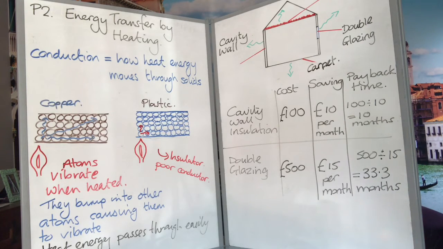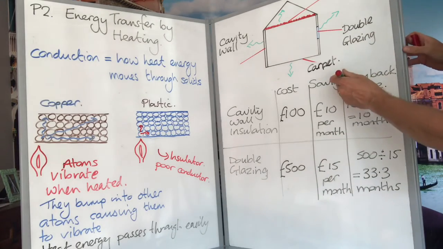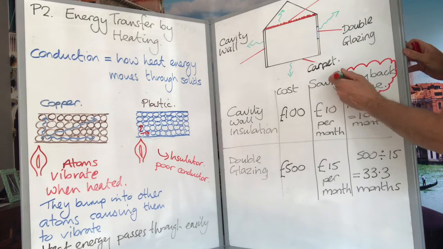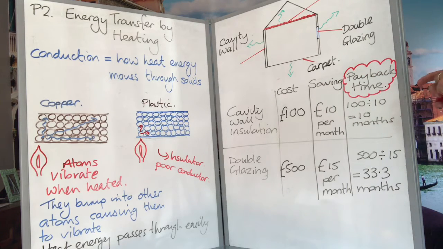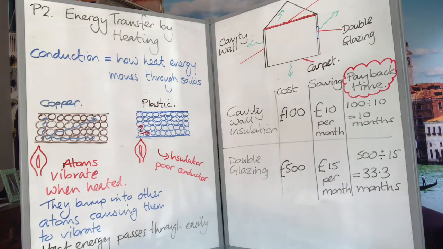Now, you would also be expected to do some simple calculations, and what we're looking at here is payback time. So payback time is the important thing, and usually in these questions, well always in these questions, they give you information, and it's usually in a table, and they'd expect you to work out the payback time. So the question might be, which is the best or most cost-effective type of insulation? Is it cavity wall insulation or is it double glazing? And they will give you some information.